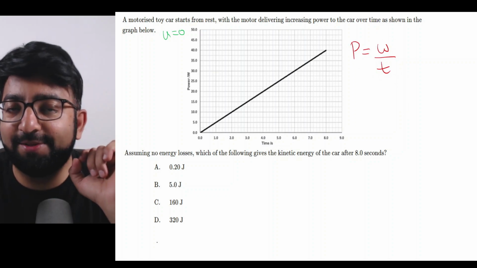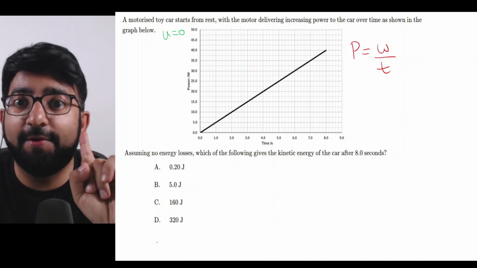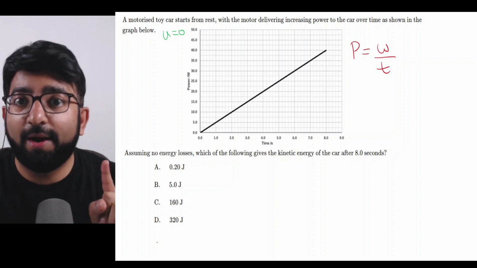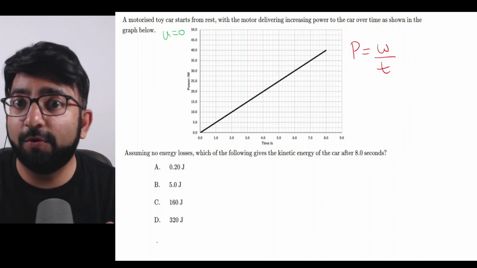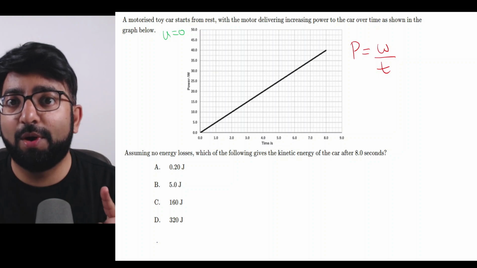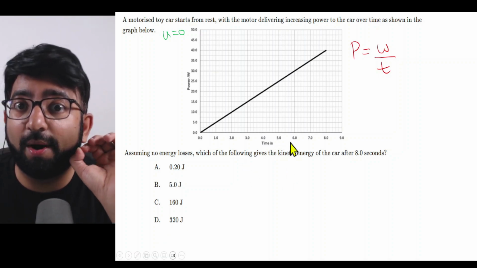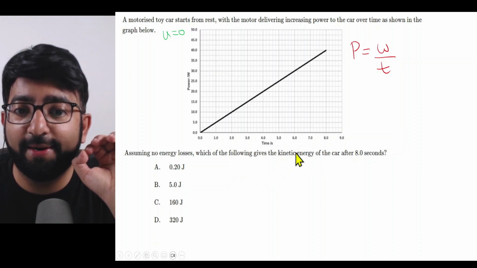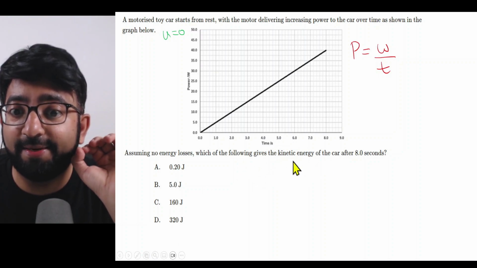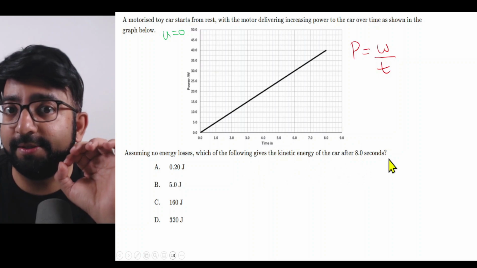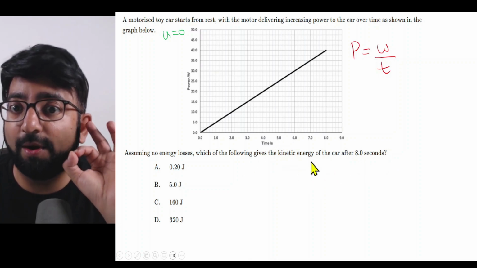So how do we deal with such questions? Remember in physics, whenever you have a graph-based question, your approach should be either the gradient of the graph or the area under the curve. How do we determine the right approach? The way to do it is, let us try to isolate the term which we have to identify. In the question, we have to find the kinetic energy of the car after 8 seconds. So basically we need to figure out the energy.